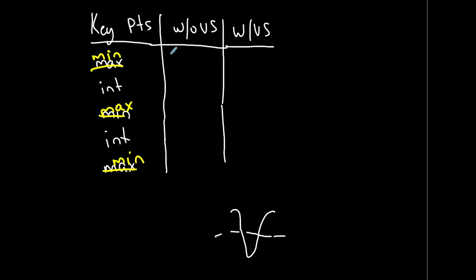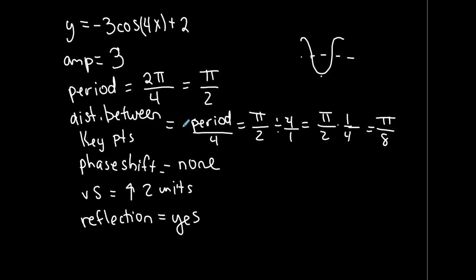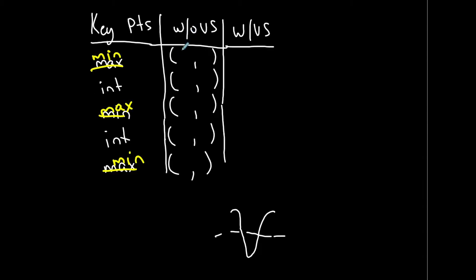So, let's create our ordered pairs for each of these key points. And let's start with the x-coordinates. I want you to think about the x-coordinates. Where do we start? Well, to determine the first x-coordinate, I'm going to look at the phase shift. If there is a phase shift, then the first x-coordinate is that phase shift. But in this case, there is no phase shift. So the first x-coordinate is simply 0. Remember, a phase shift is the same thing as a horizontal shift. So if I'm not moving it to the left or right, then it's starting at x equals 0.